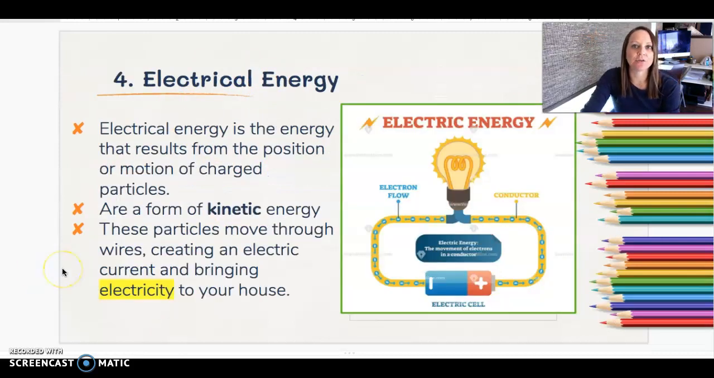The next type is electrical energy, and electrical energy, also known as electricity, is a form of kinetic energy. So anytime you plug something into an outlet in your wall, that's using electrical energy.